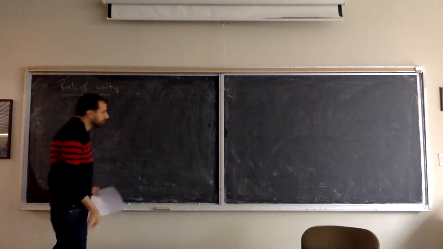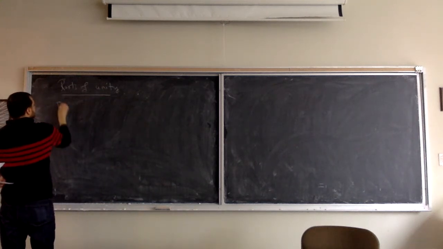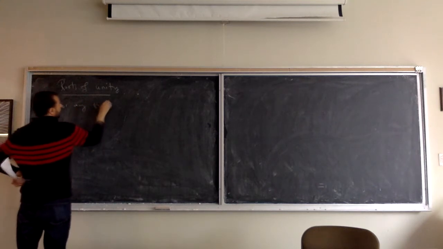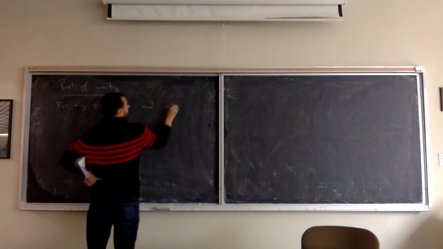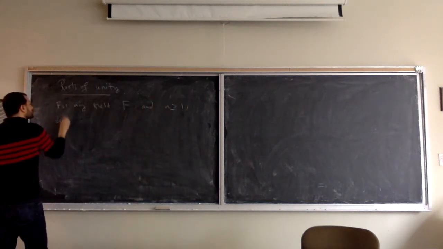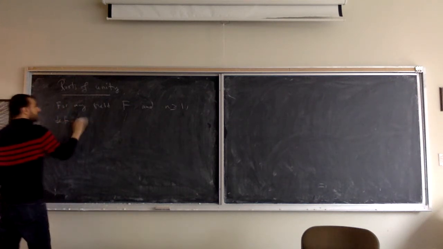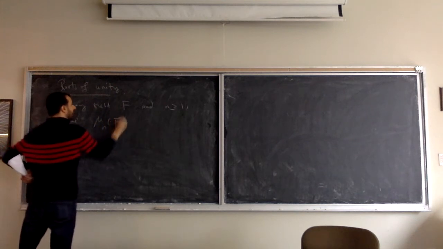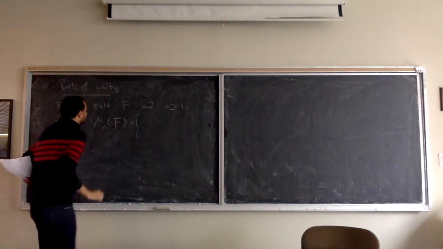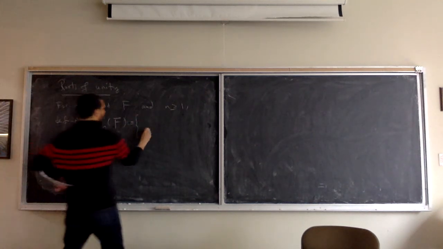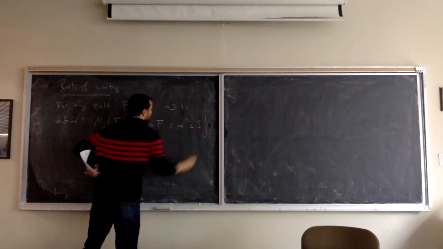We started by introducing a notation, the notation being the following. For any field F and n a positive integer, define mu n of F to be the set of all nth roots of unity in F. So the set of all alpha in F such that alpha to the power of n is 1.